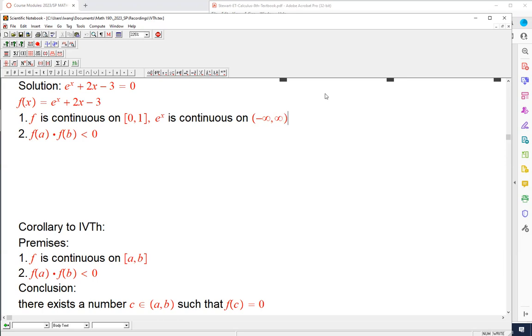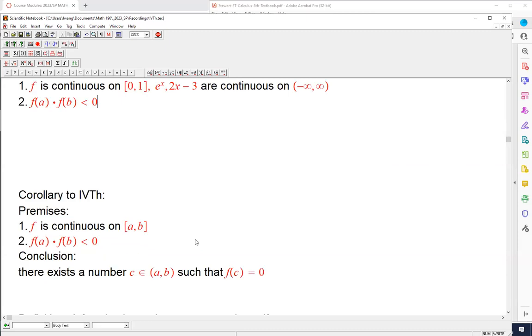And 2x minus 3 is a polynomial, so it is also continuous. We can just say it at the same time: they are polynomials, and they are continuous on the entire number line. And of course, it is continuous on this closed interval, right? We quoted that theorem, so we know why.